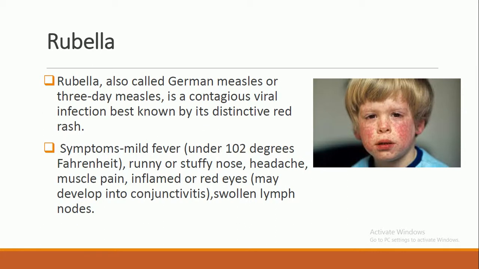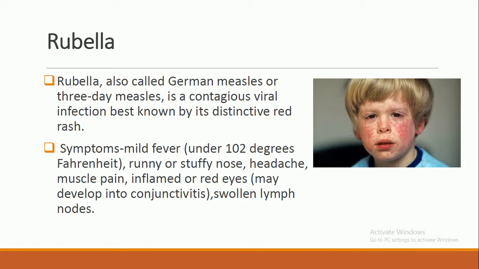Another infectious disease is rubella. Rubella, also called German measles or three-day measles, is a contagious viral infection best known by its distinctive red rash. Rubella is not the same as measles, rubeola, though the two illnesses do share some characteristics, including the red rash.